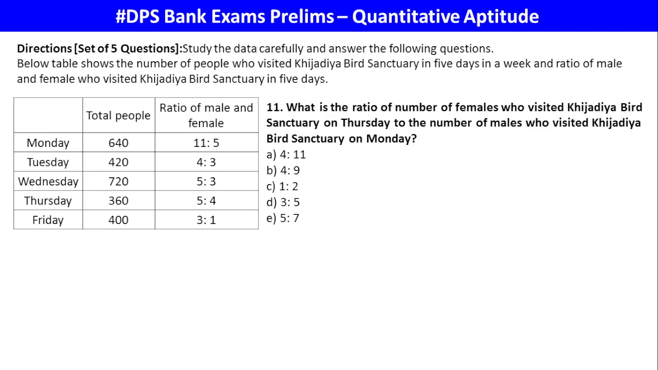Thursday female 4 out of 9, 360, is to male on Monday 11 out of 16, 640. Then 9 times 4 times 16, 4 times 4, 4. Answer is 4 is to 11.